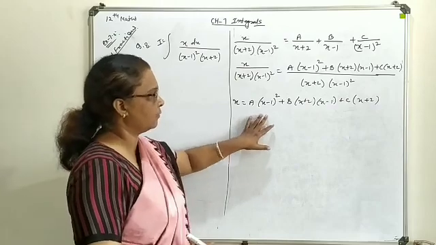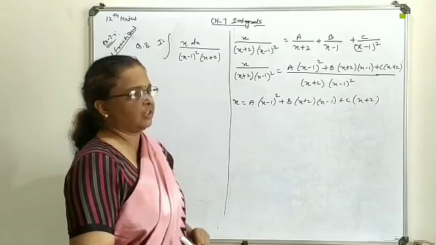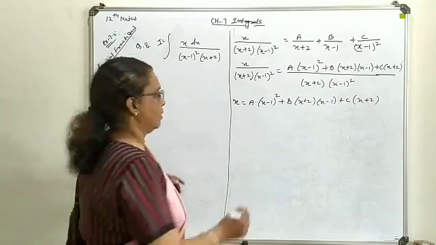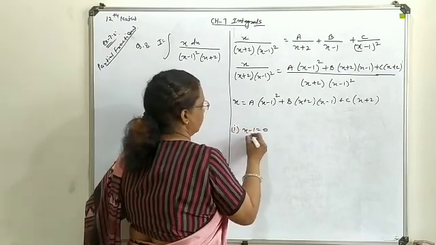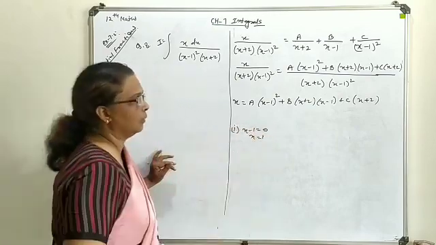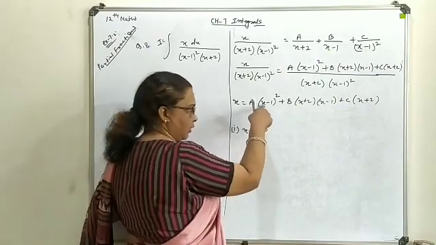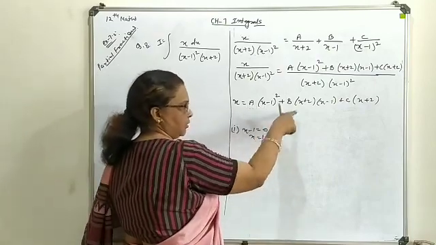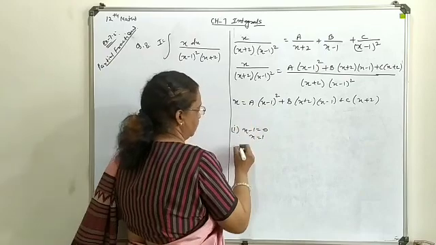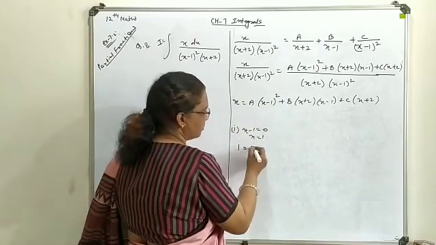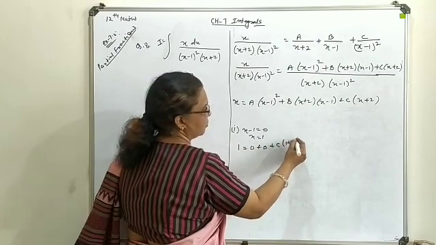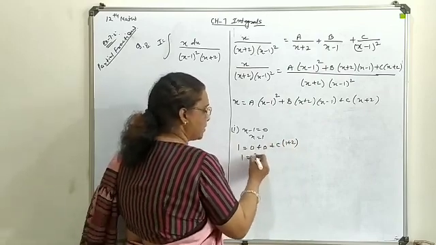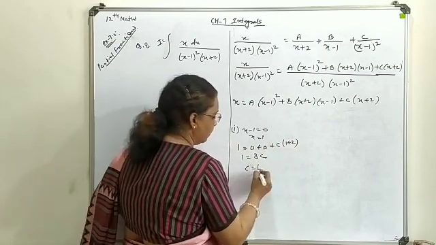So first of all we take x minus 1 as 0, or you can say x is equal to 1. So keeping x equal to 1, this factor will turn to 0, this will turn to 0. So this is your 1, this will be 0, this will be 0. The last one, C, means 1 plus 2, 3. This is 3, C is 1 by 3.